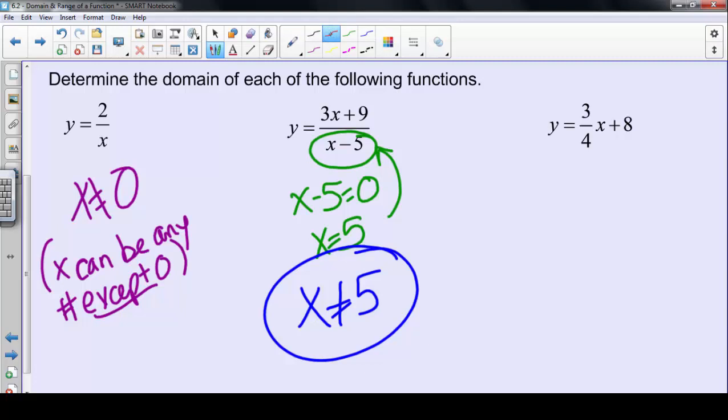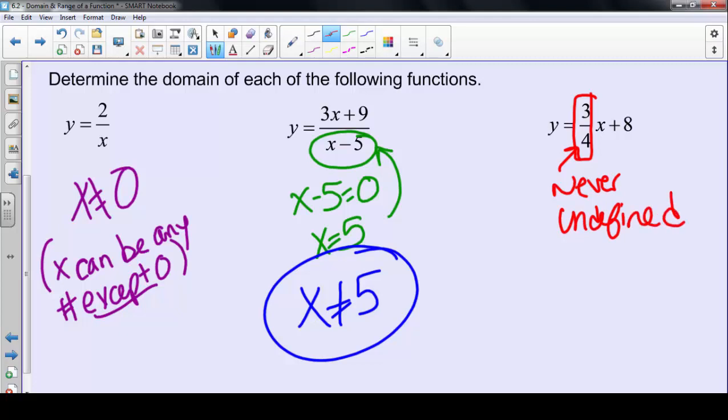Now this last one, notice there's only one fraction here, and this 4 is the denominator. It's never going to change. It's always that 4, so that's never going to be undefined. So what this means is we can pick any value of x we want, and we're going to get a y value. Any number we pick is going to work. So all real numbers are going to work.